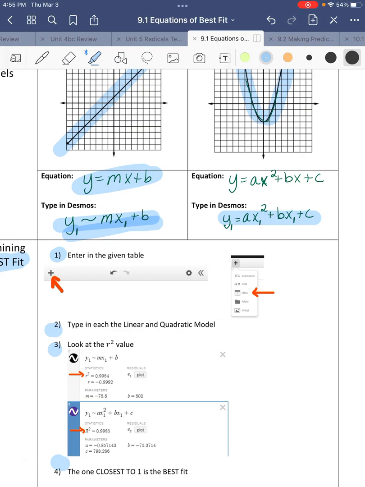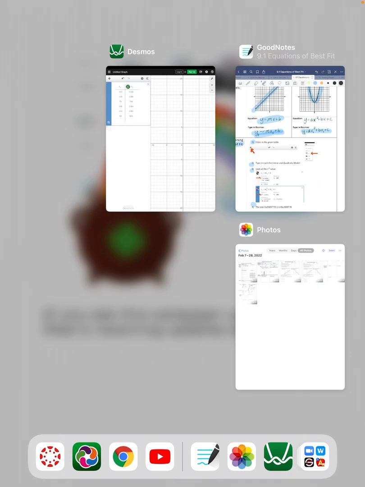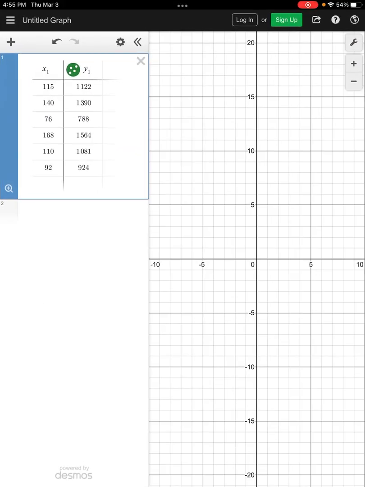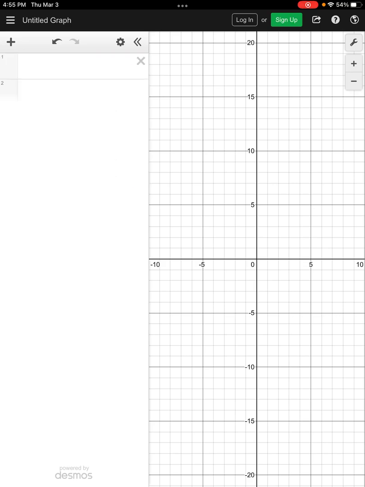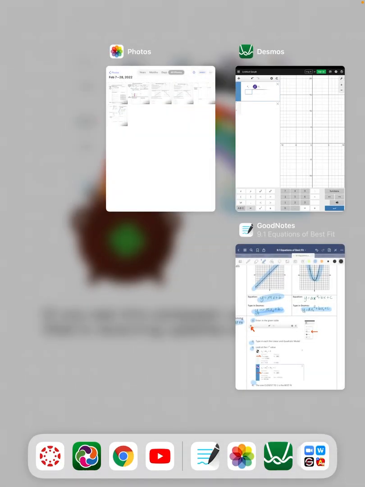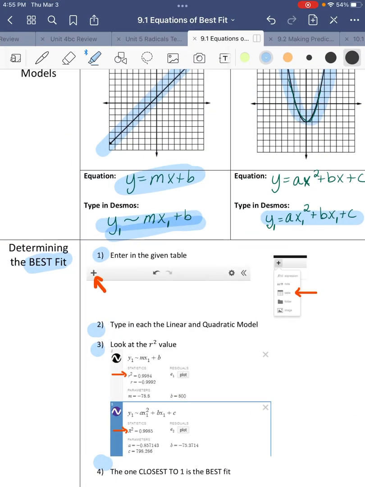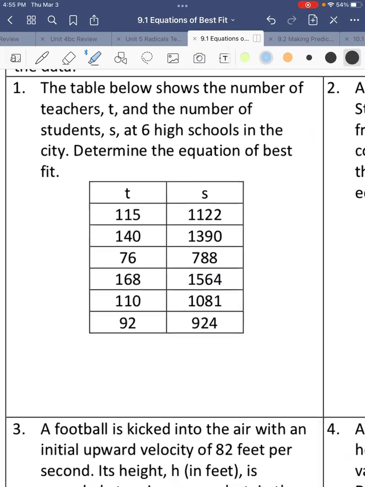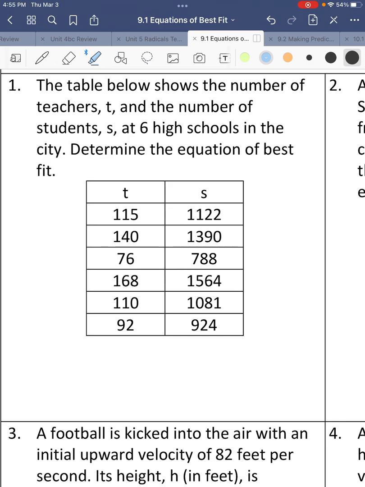So we're going to go to Desmos, and I'm actually going to erase what I got in here. We're going to go to Desmos, we're going to hit the plus sign, and then you got table. And then in the table, I'm going to type in this first table. So the T is going to be our X, and the S is going to be our Y.